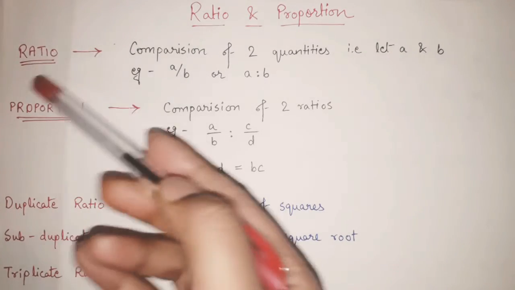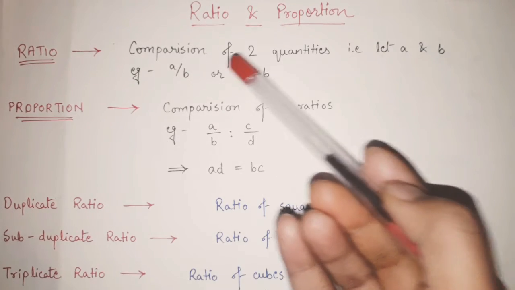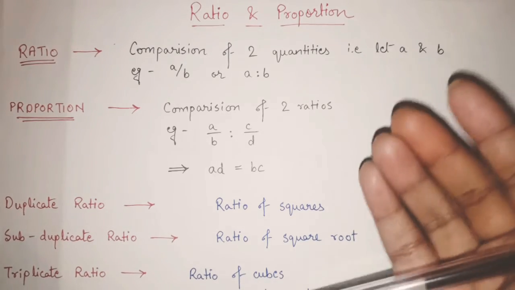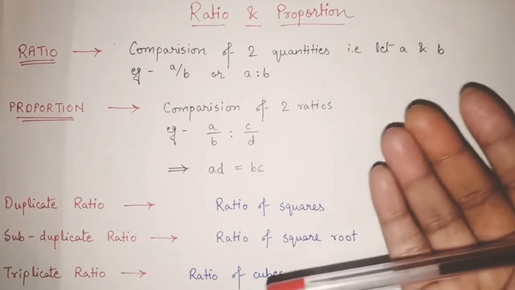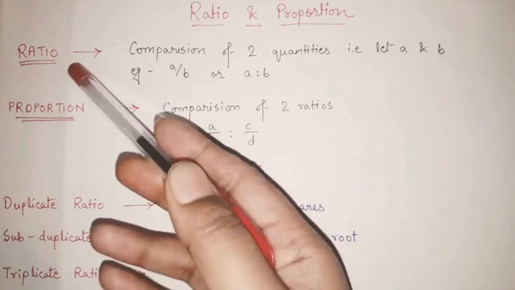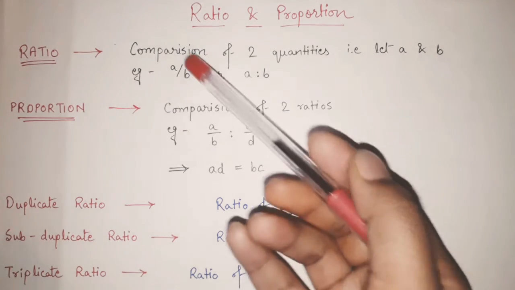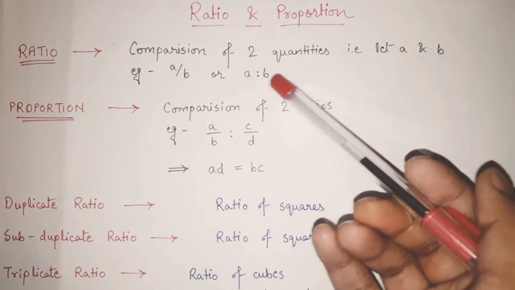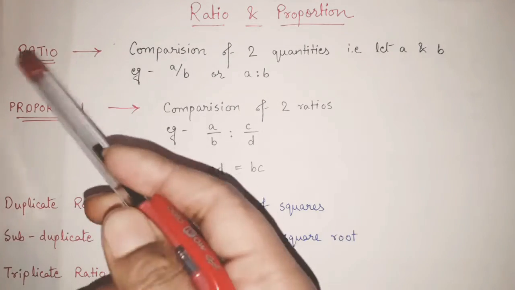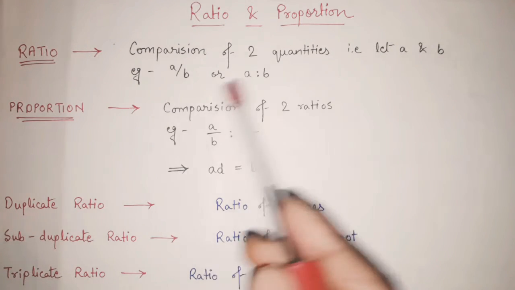So, when can we say that we are finding the ratio? Whenever we are comparing two different quantities, that comparison is known as ratio. For example, if we take the two quantities as A and B, then A by B or A is to B is known as the ratio of A and B. Okay, so this is known as ratio.